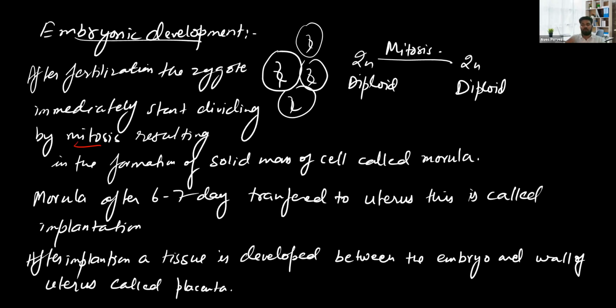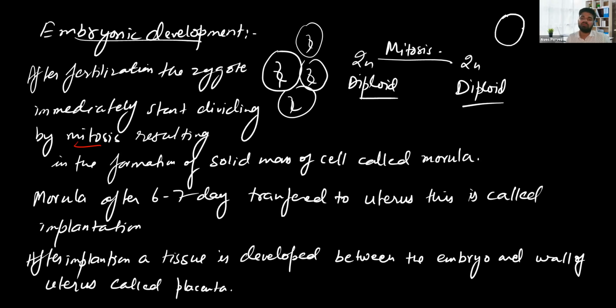Next is embryonic development. If fertilization occurs, it results in embryonic development. The male and female gametes fuse together and form a diploid zygote, which has 2n chromosomes. This diploid zygote divides by mitotic divisions. Mitosis means the cell first copies its genetic material, then gets divided into two halves. So diploid to diploid.